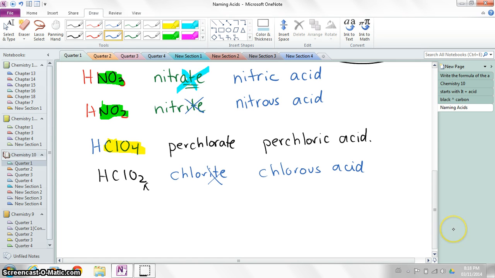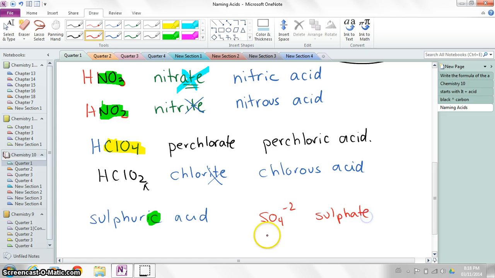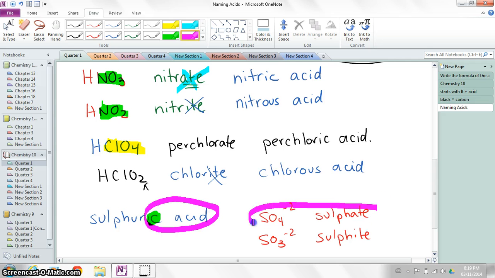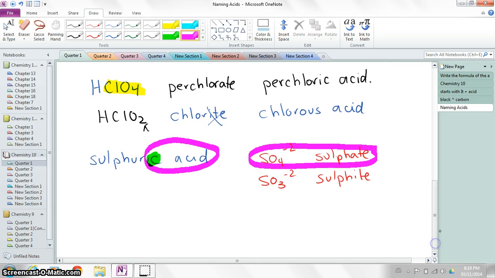Now, you might get it the other way where they give you the name. So for example, maybe you're given something like sulfuric acid, and you have to write the formula. So notice it's ic acid. So you look on your polyatomic ion table, and you see there's an SO4 with a -2, that's called sulfate, and SO3 with a -2, that's sulfite. So which polyatomic ion is it? Remember, ick, I ate something gross. So it's going to be the sulfate ion.